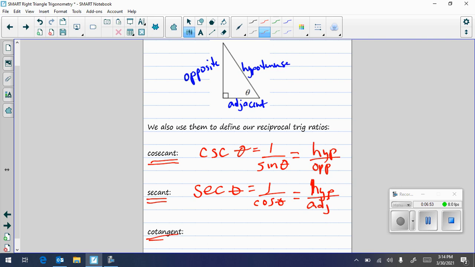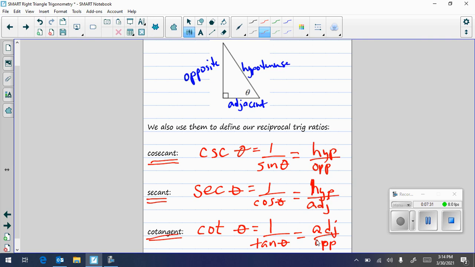And then last but not least, this one does make sense. Cotangent is the reciprocal of tangent. We abbreviate it as COT, but we still say cotangent when we write it, of theta, which is 1 over tangent of theta. Tangent is opposite over adjacent, so cotangent is adjacent over opposite. And those are our reciprocal trig ratios.